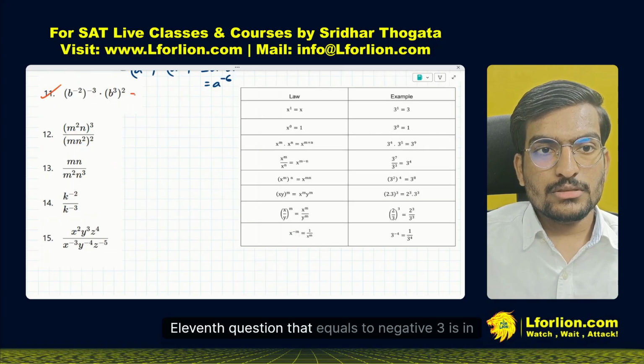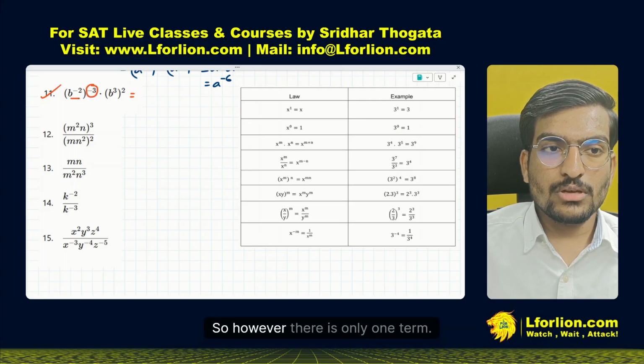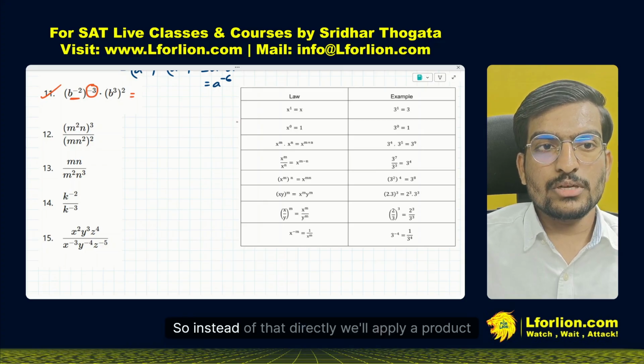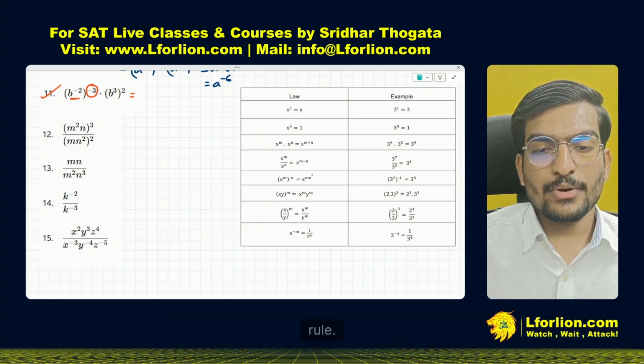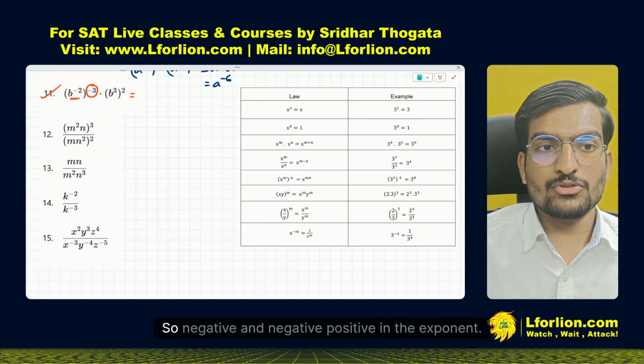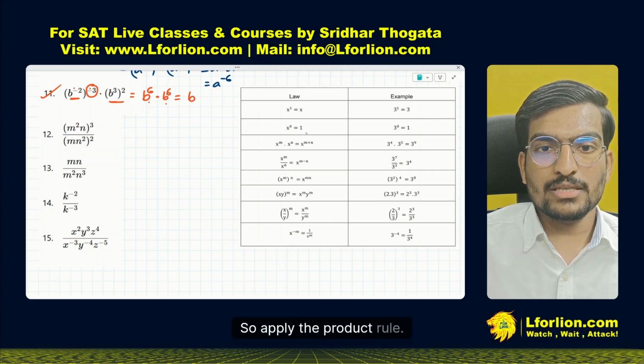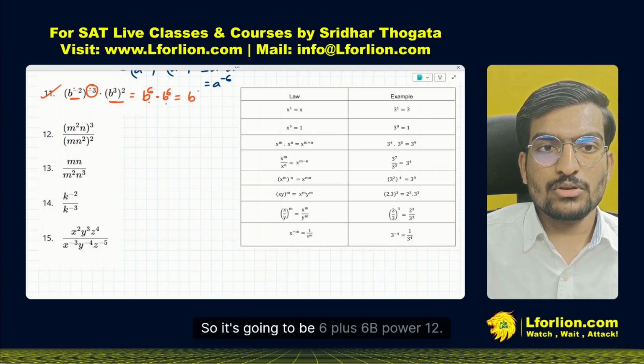11th question. Negative 3 is in the exponent, so I have to distribute it. However there is only one term, so instead we'll directly apply a power rule: x power m, whole power n, equals x power m times n. So negative and negative is positive in the exponent, and 2 times 3 is 6, b power 6. Same thing here, b power 6. Here the base is equal, so apply the product rule. So it's going to be 6 plus 6, b power 12.